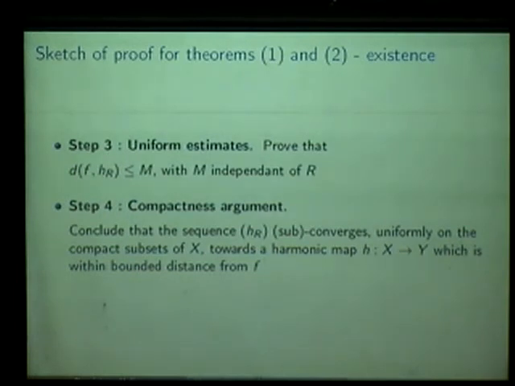So now you want to conclude that the sequence or the family of maps HR converges or subconverges to a harmonic map. And since you have this uniform bound for the distances between F and the HRs, the limit harmonic map will be within bounded distance M from F. And you are done. Okay?